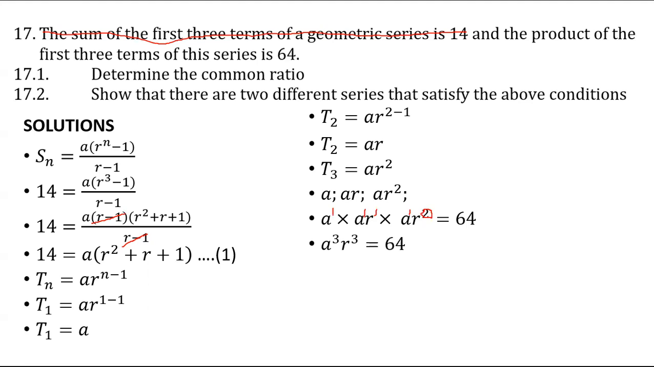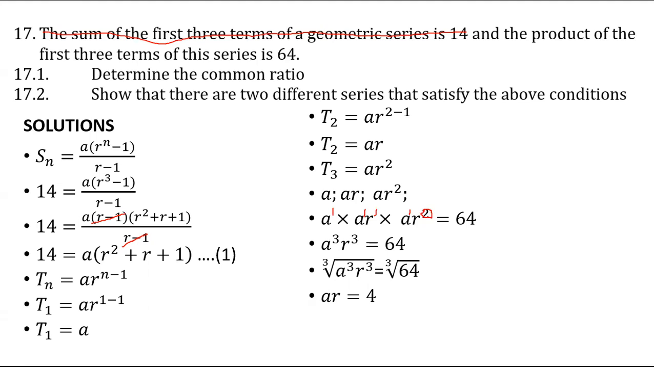Now, the problem is I don't want those exponents of 3, and I've got factors, so all I can do now is simply cube root both sides. And when I cube root both sides, I'll end up having AR is equal to 4. You did that in grade 8. Remember when you were prime factorizing? We're going back to that. That's all you're doing here.